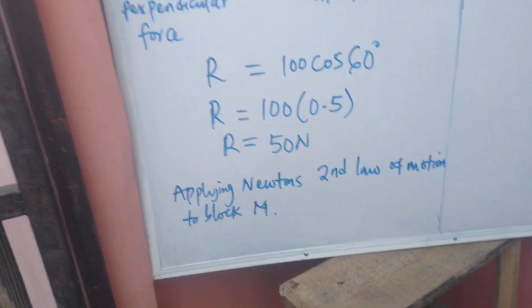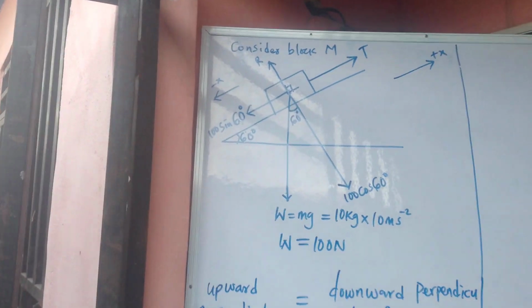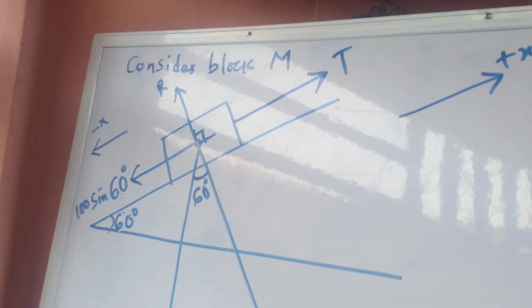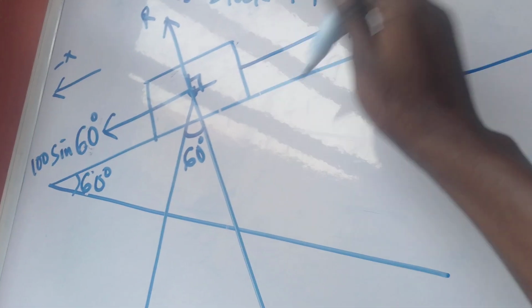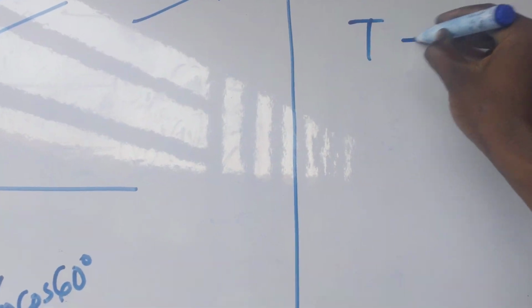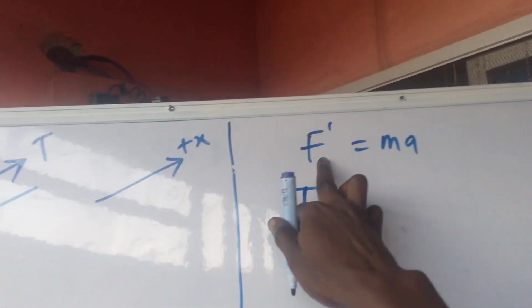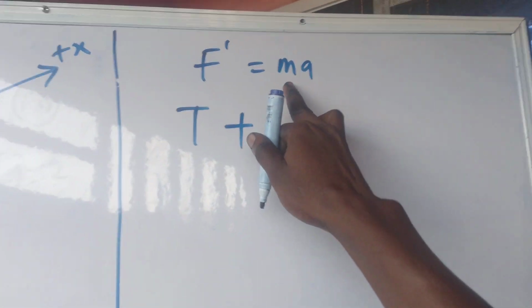Apply Newton's second law of motion to block M. Okay, apply it to that block. I'll have F prime equals MA. Then I'll say this one going here is positive. The tension force is positive, and this shows us the summation of forces equals the mass times acceleration.